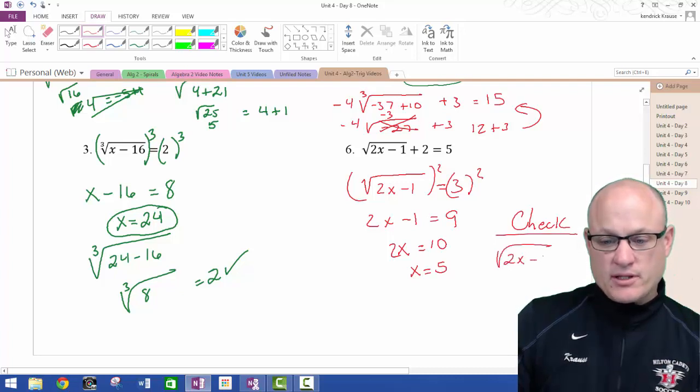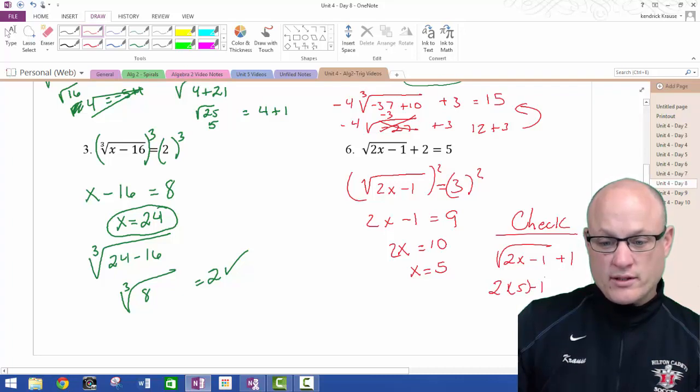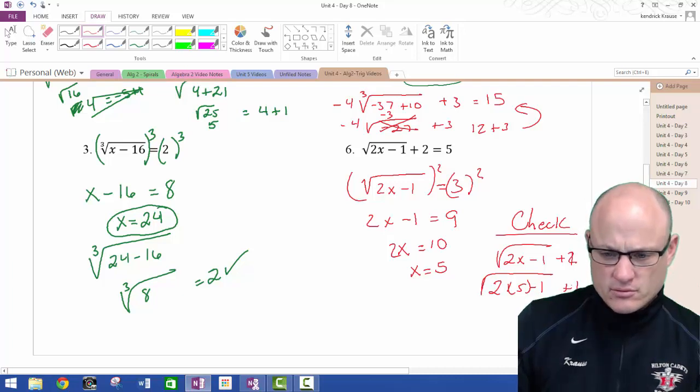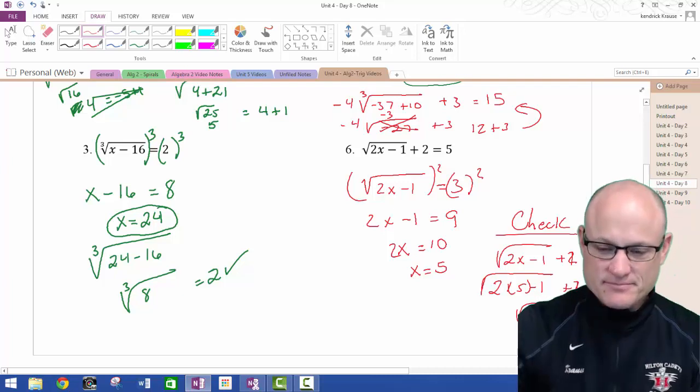The square root of 2x minus 1 plus 1. Hopefully this turns out to be 5. So this is 2 times 5 minus 1 plus 1. Well, 2 times 5 is 10. 10 minus 1, oh, it's plus 2. Just about to get the wrong answer. So this is the square root of 9 plus 2. And you know that's 5. We're done. We're done.